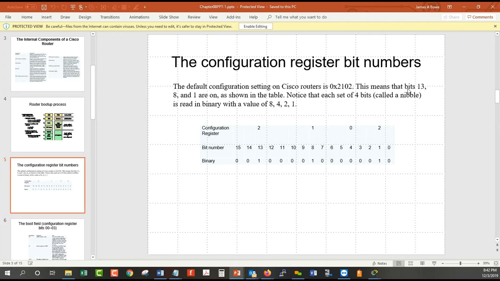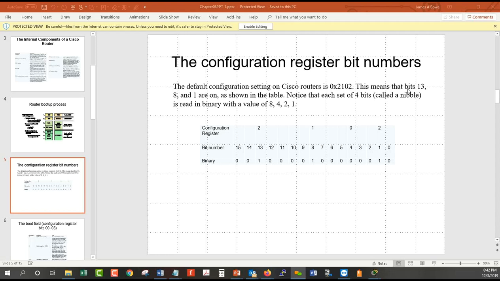So here's the configuration register, and it is a 16-bit register. You can see here are all the bits. Each one of these bits does something. They're like little switches. And here you can see the default configuration register has a value of 2102. Then we see the binary down here.